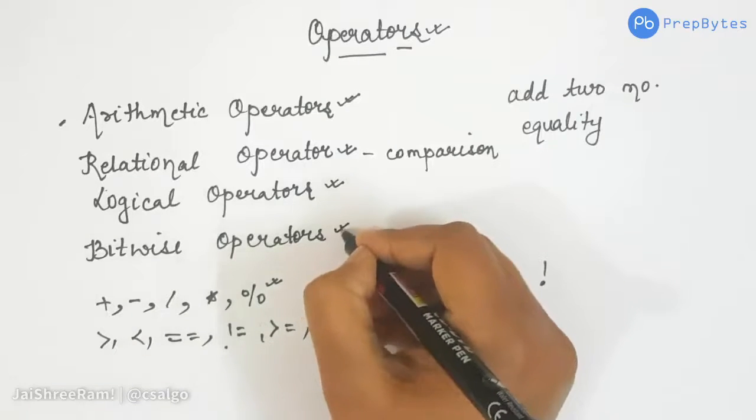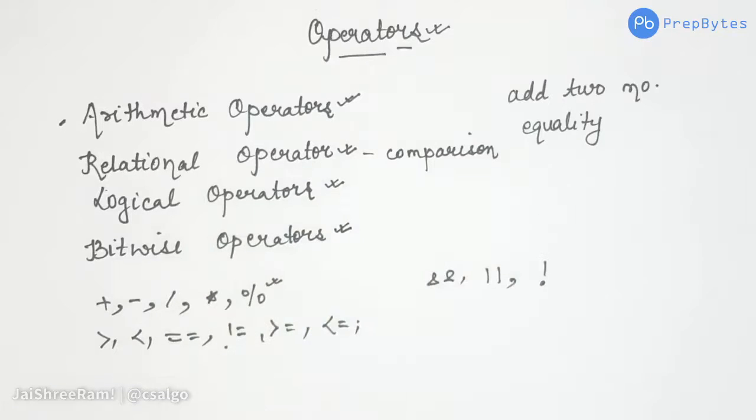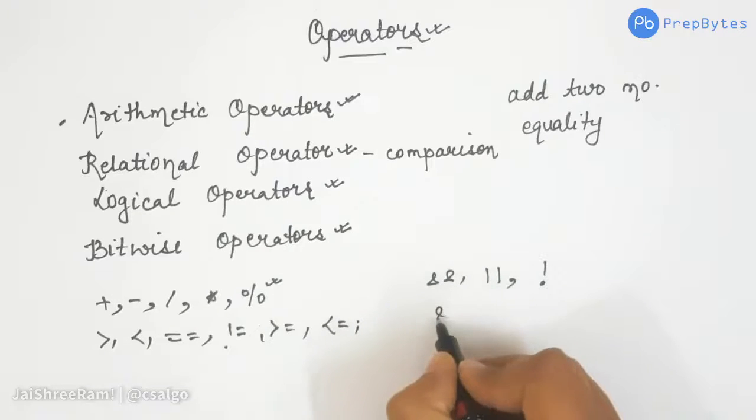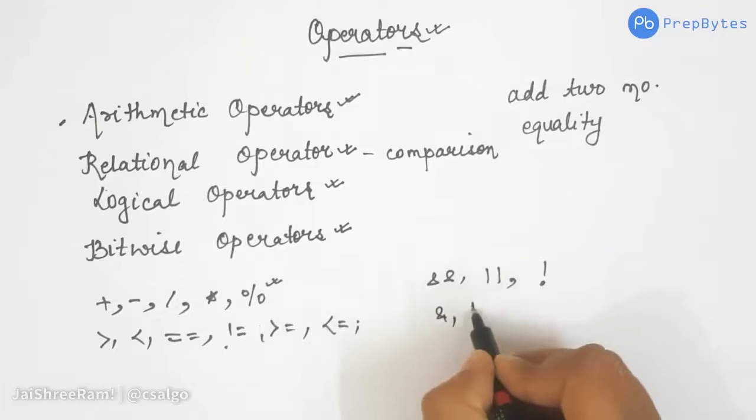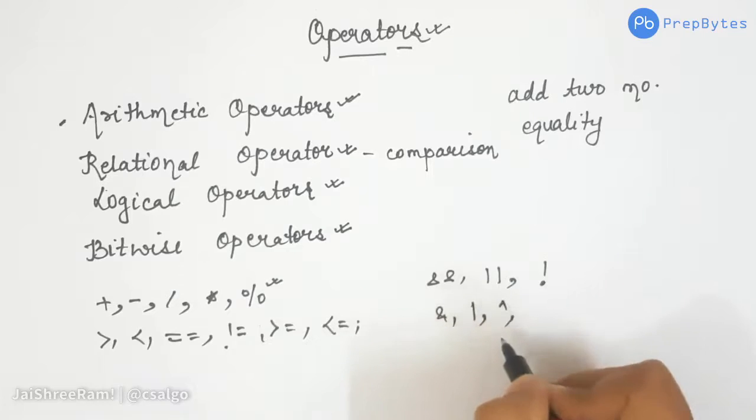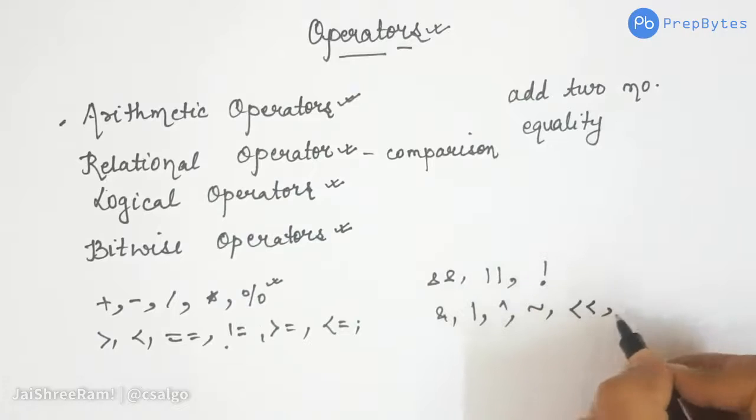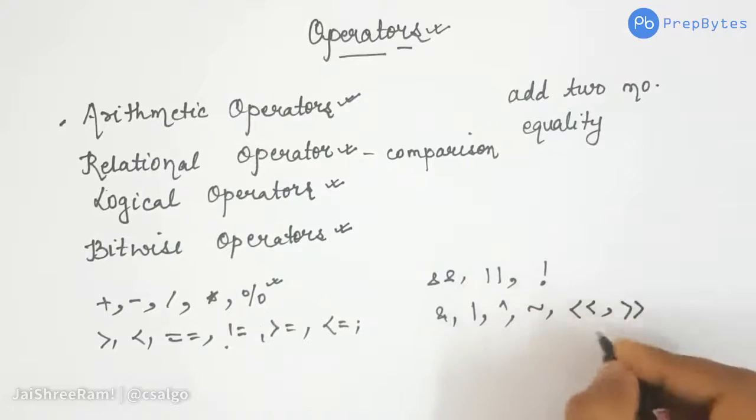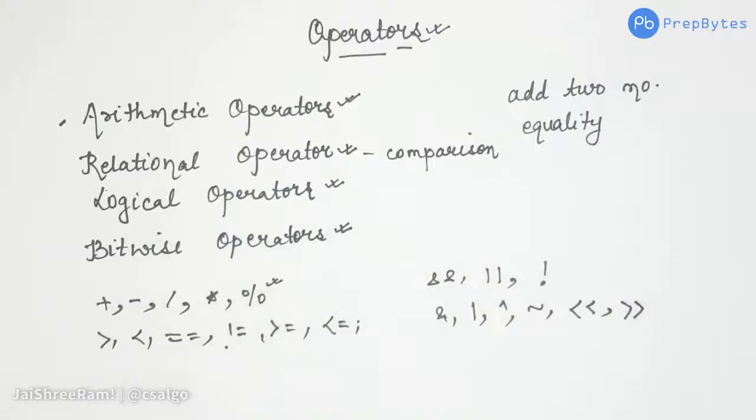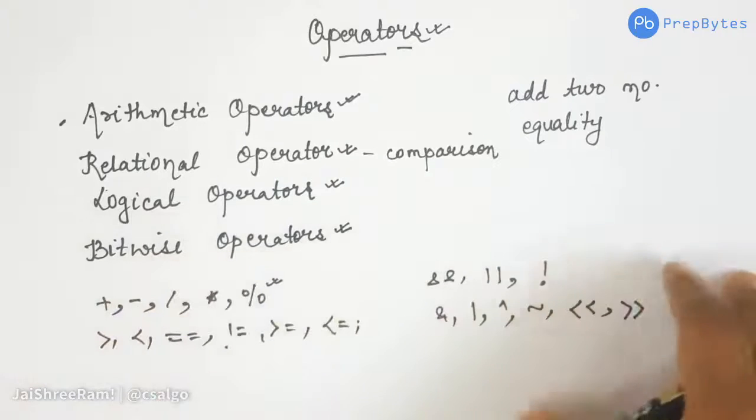And then we have bitwise operators. A bitwise operator performs operations bit by bit. The bitwise operators that we have are and, bitwise or, and ones complement. This is right shift and this is left shift. Now let's try to understand each of these operators.